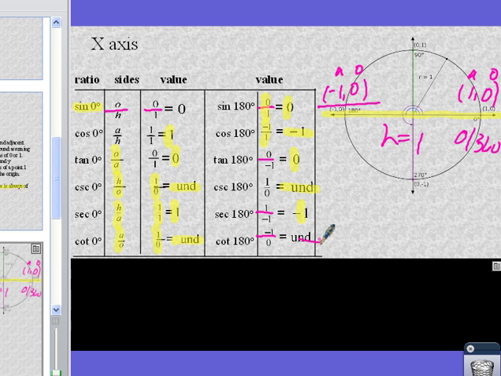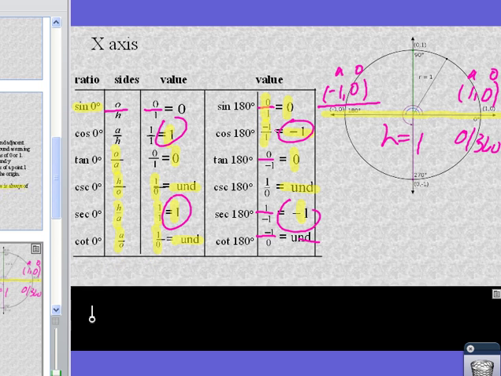So they're very similar. You'll notice the only difference really are your negative values here, where you went from the positive x-axis to the negative x-axis, and that caused your adjacent, or your trig ratios that use the adjacent side, to change sign.